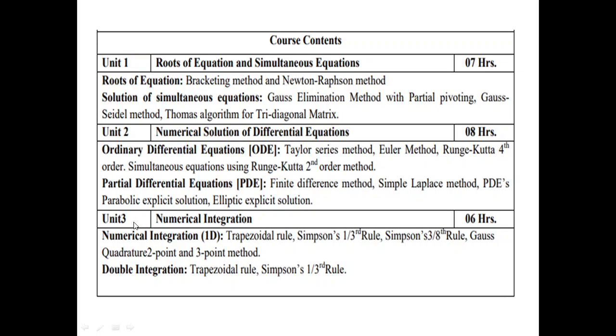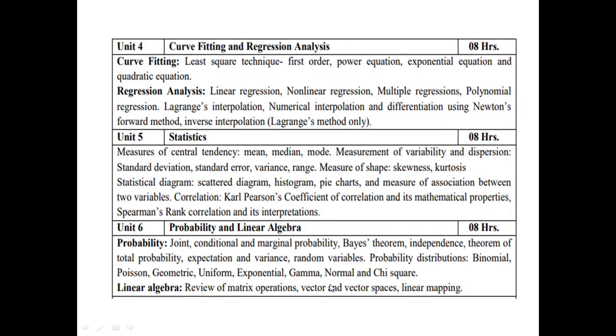Then the next unit is on numerical integration. Integration part you have seen. They include numerical integration for 1D: trapezoidal rule is there, Simpson's 1/3 rule is there, Simpson's 3/8 rule is there. Gauss quadrature 2-point and 3-point methods are included in the numerical integration. In double integration, if you have learned the trapezoidal rule and Simpson's 1/3 rule in 1D, then easily you can find out the trapezoidal rule and Simpson's 1/3 rule for double integration.